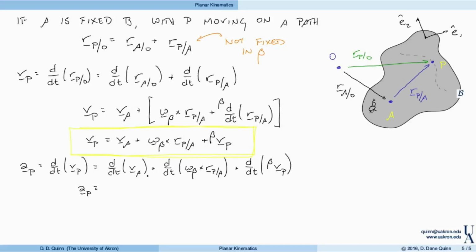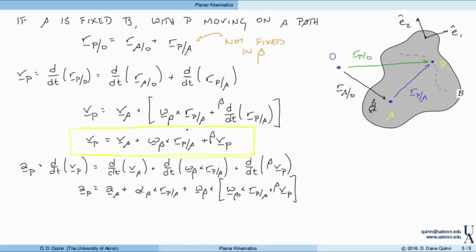And this first term is, again, simply the acceleration of A. So this second term, we will use the product rule. So it's the derivative of omega cross r plus omega cross the derivative of r. So that's going to be alpha cross RPA plus omega cross, and now again the derivative of RPA, which, look, we've already done that. That was simply omega cross RPA plus now the velocity of P with respect to the object.